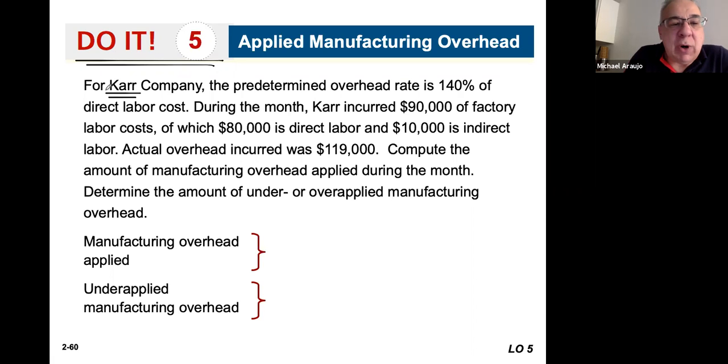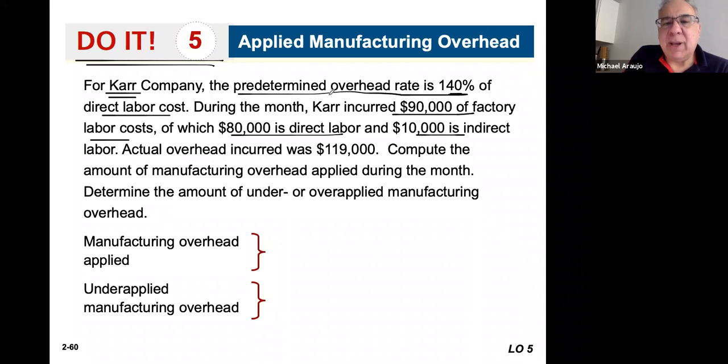Okay. So for car company, doing pretty good, right? There's a predetermined overhead rate of 140% of direct labor costs. It's pretty high. So during this particular month, car incurred $90,000 of factory labor. $80,000 is direct. Now that's important. 10,000 is indirect, because the predetermined overhead rate is 140% of direct labor.